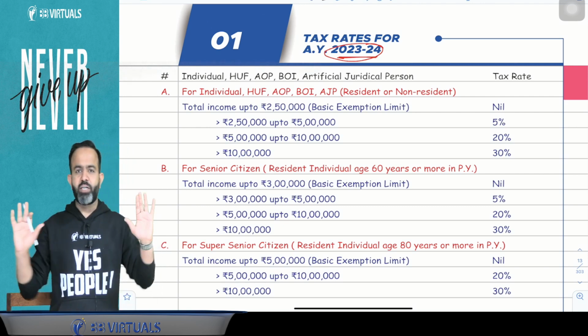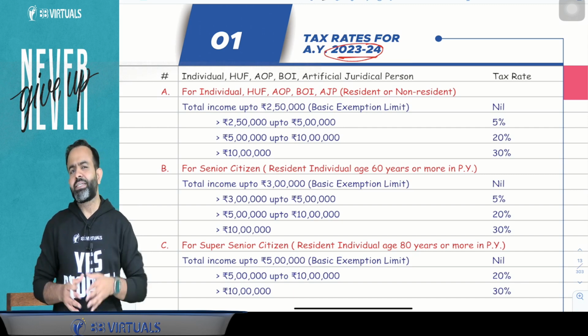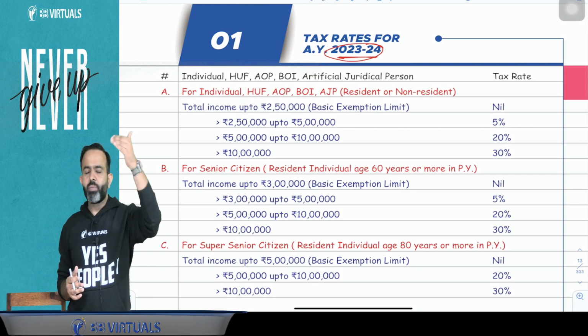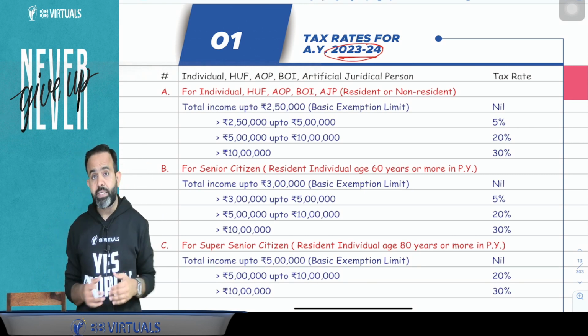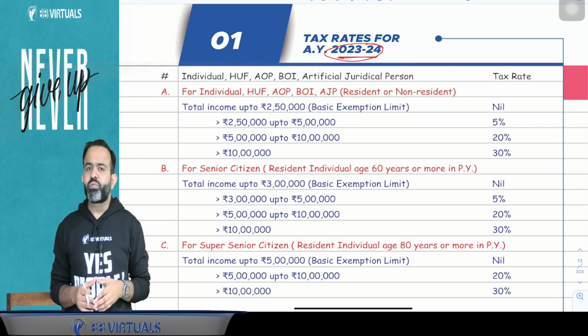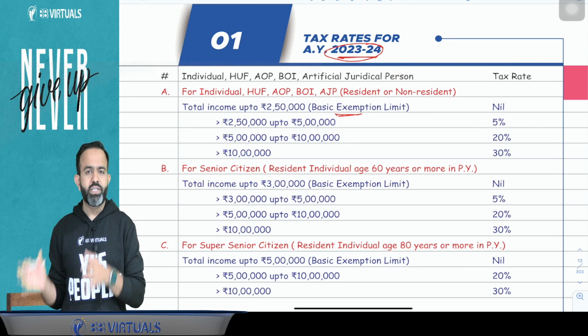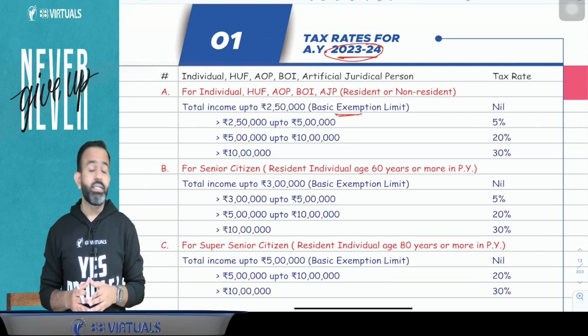First, we are going to start with the general tax rate, or you can say the normal tax rate. So what is the tax rate in case of individual, HUF, AOP, BOI, artificial juridical person? Here lawmaker says that in case of individual, HUF, AOP, BOI, artificial juridical person, there is a slab rate. Up to 2,50,000 is basic exemption, means up to 2,50,000 there is no tax. 2,50,000 to 5 lakh, 5%, 5 lakh to 10 lakh, 20%, more than 10 lakh, 30%.